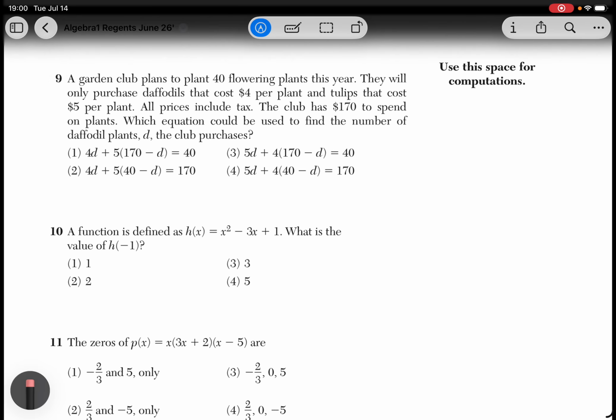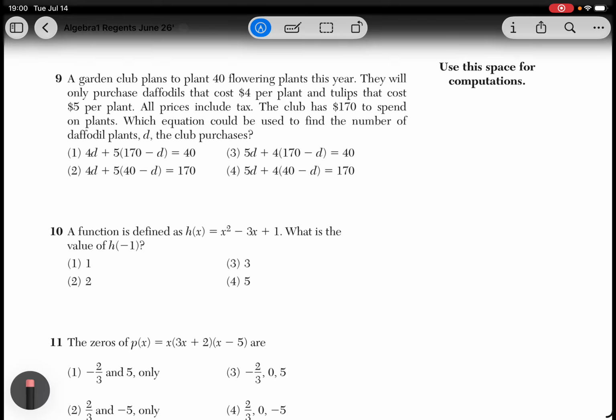Next up, question number 9. Okay, so a garden club plans to plant 40 flowering plants this year. They will only purchase daffodils that cost $4 per plant, which is a key part, and tulips that cost $5 per plant, another key part. All prices include the tax. The club has $170 to spend on plants. Which equation could be used to find the number of daffodil plants D the club purchases?